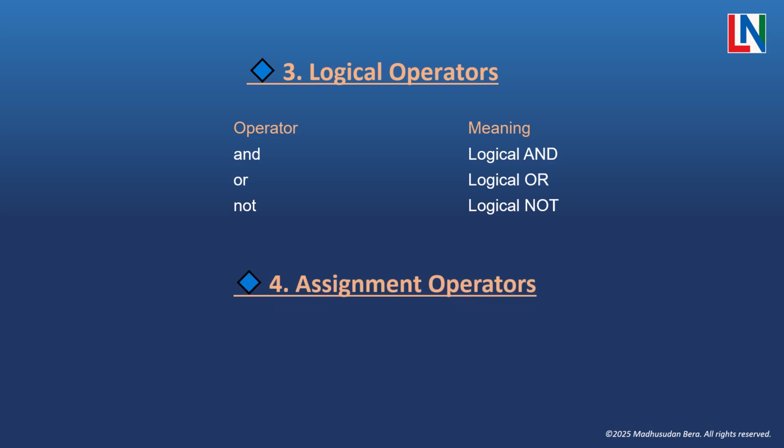Assignment operator: single equal sign, which is called main assignment. Then plus equal to, minus equal to, star or product equal to, slash or division equal to, percentage or modulus equal to, double slash or floor division equal to, double star or exponent equal to.